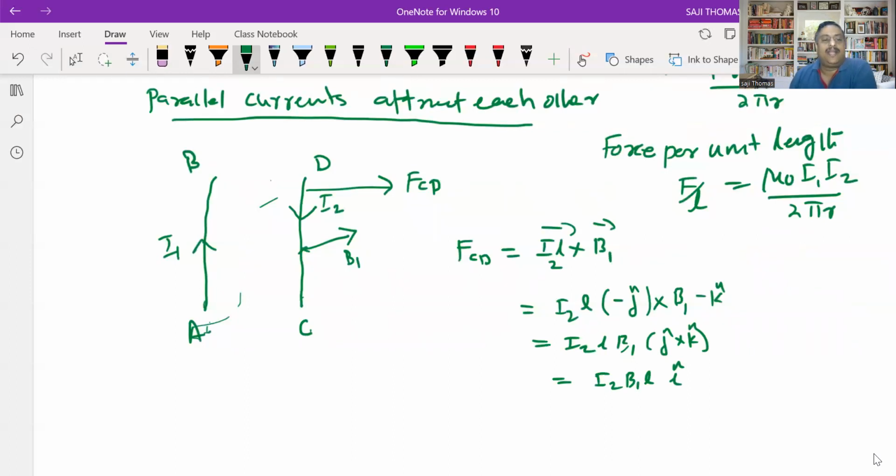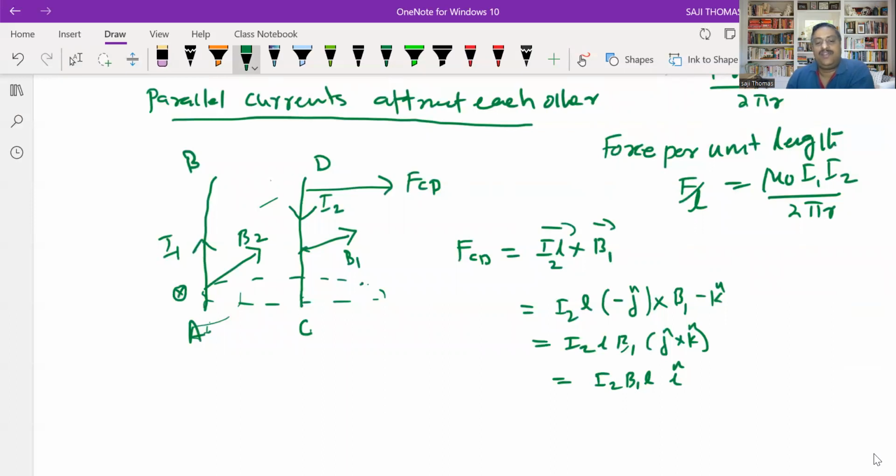Similarly, conductor B1 is in the magnetic field of the second conductor B2. But B2 will be in what direction? Apply the right hand thumb rule. Magnetic field will be in what direction? For B1, the magnetic field is B2. The current is downward, so it will be into the plane of the paper. So here also the magnetic field B2 will be into the plane of the paper.